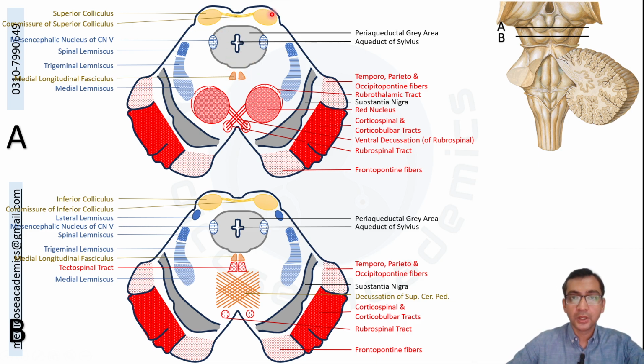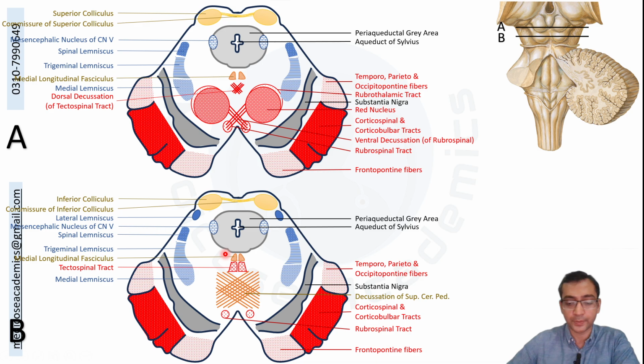In the upper section, the fibers that are emerging from the superior colliculus cross the midline in this decussation. This is the dorsal tegmental decussation, the decussation of the tectospinal tract. The fibers come, they cross the midline, and they move down in the tectospinal tract. So it is also a crossed pathway.